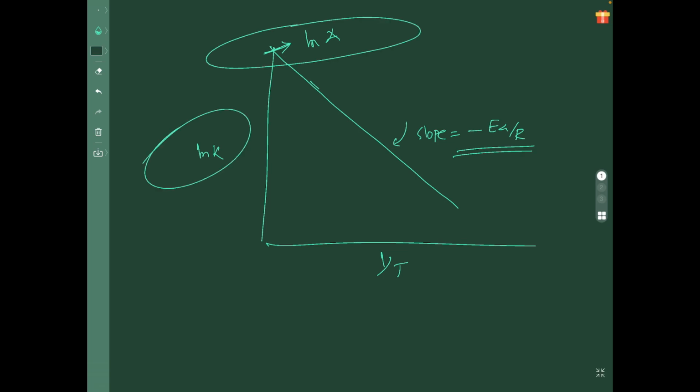ln K versus 1 by T, when you plot it, is a line with negative slope. The intercept is ln A, the Arrhenius factor, and the slope is going to be negative, that is minus Ea by R. Negative slope, minus Ea by R. ln A is the intercept. The graph is between ln K and 1 by T.